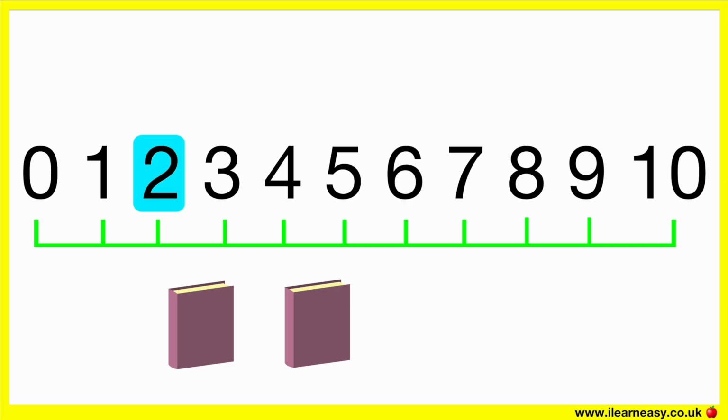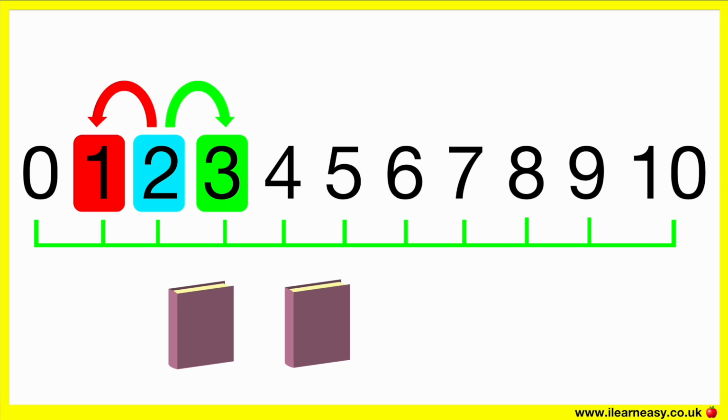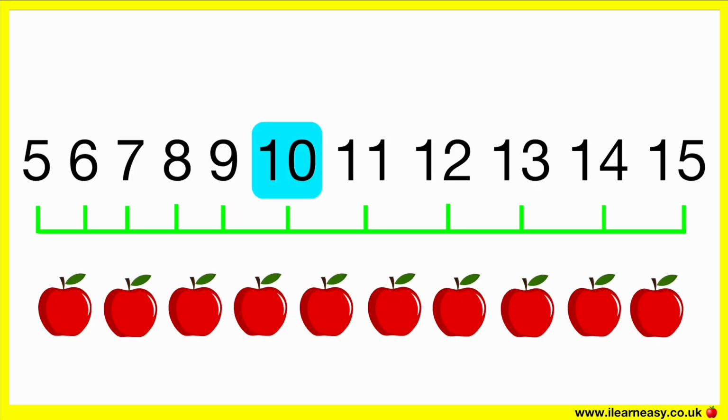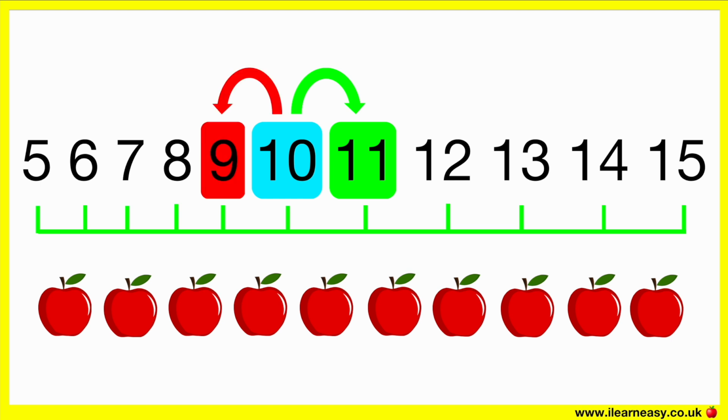Here are 2 books. What would be one more book and one less book? One more book would be 3 books. One less book would be 1 book. Here are 10 apples. What would be one more apple and one less apple? One more than 10 apples would be 11 apples. One less than 10 apples would be 9 apples.